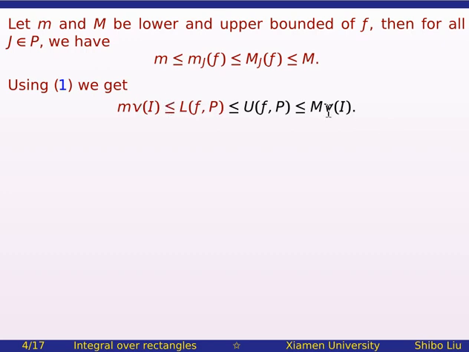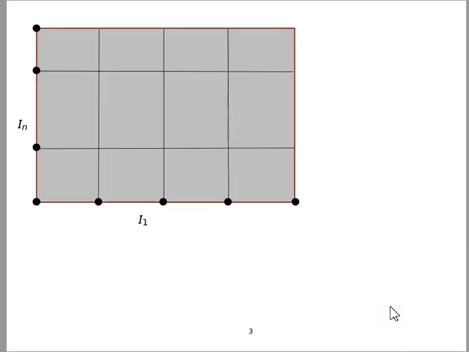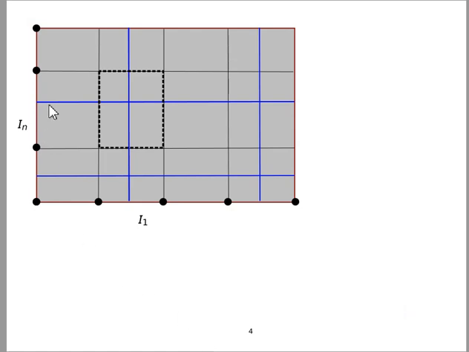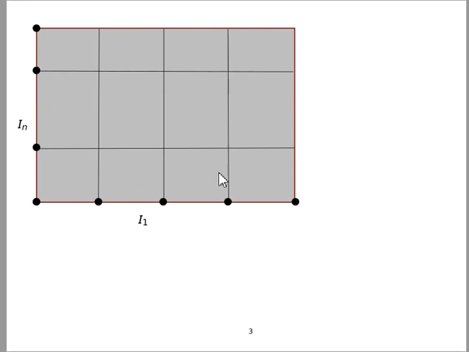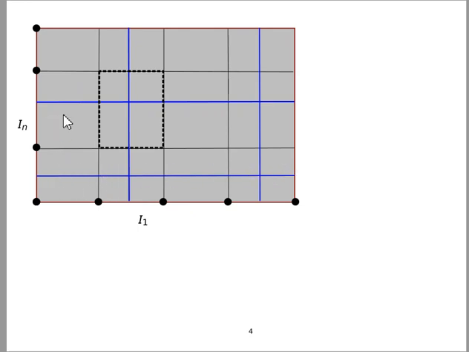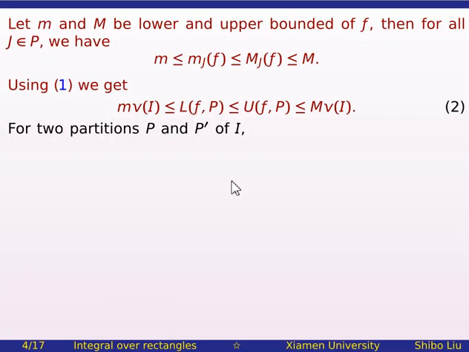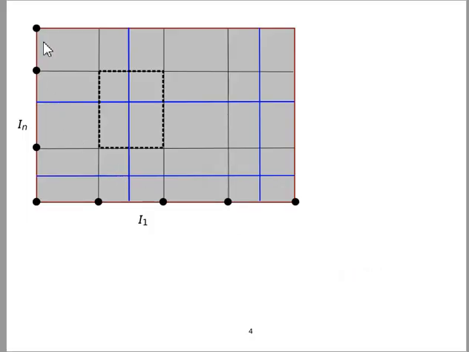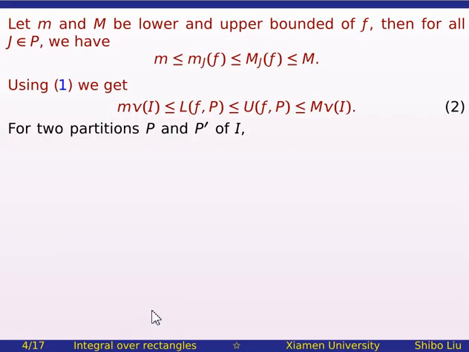Okay, so we get this inequality, and now we consider two partitions P and P prime of the same rectangle I. So here is a partition of I. Then we add some points on the edges, that is, we add these blue lines, to obtain another partition P prime of I. The black lines determine a partition of I, and the blue lines determine another partition of I. This is two partitions of the same rectangle.